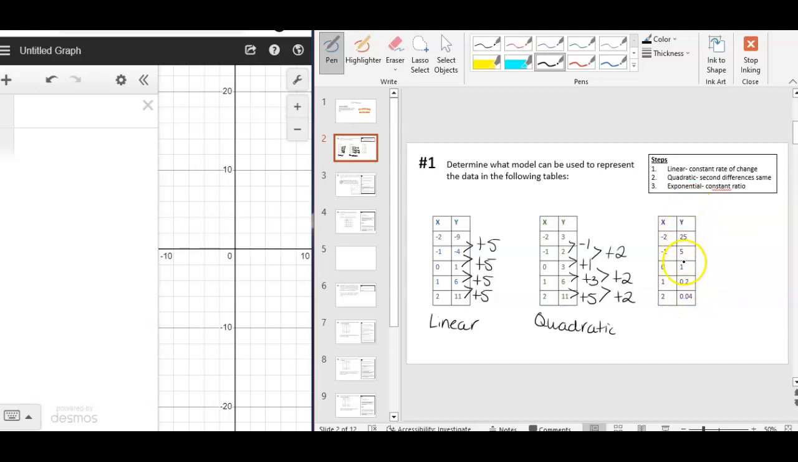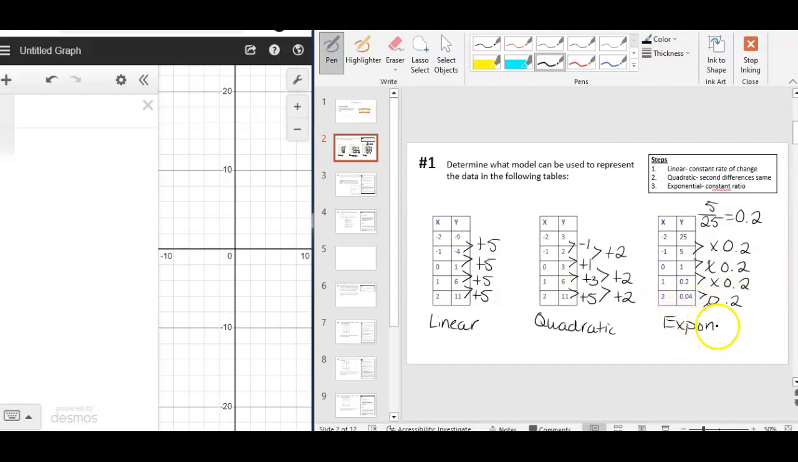In the third table, we don't have the same thing being added or subtracted, but if we look at it, if we do 5 divided by 25, that gives us 0.2. So every time the values in this table are being multiplied by the same number. If you check this, notice that they're always being multiplied by 0.2. And that is something that happens when we have an exponential function.